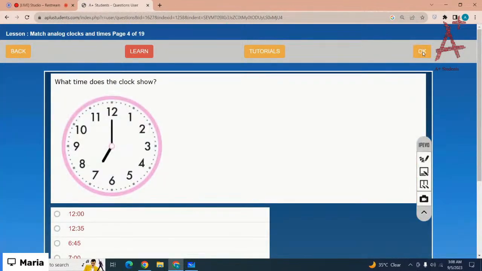What time does the clock show? So just look at the clock. The hour hand points to 7, right? And the minute hand points to 12, right? That means 7:00. That means it is 7 hours and 0 minutes. Option number 4 is the correct option. That is 7 hours and 0 minutes, right?